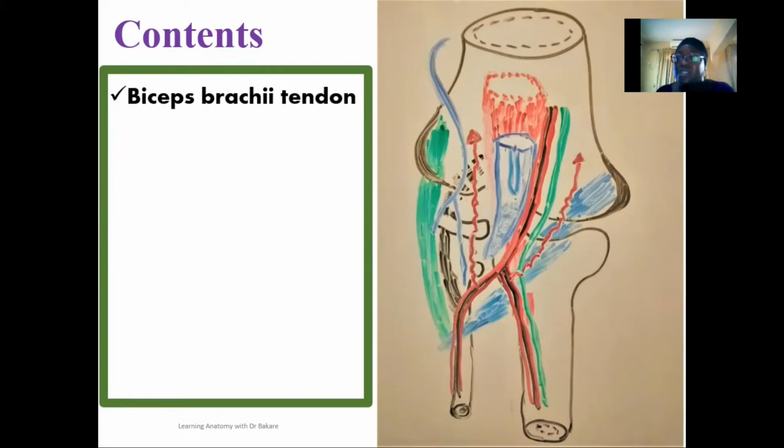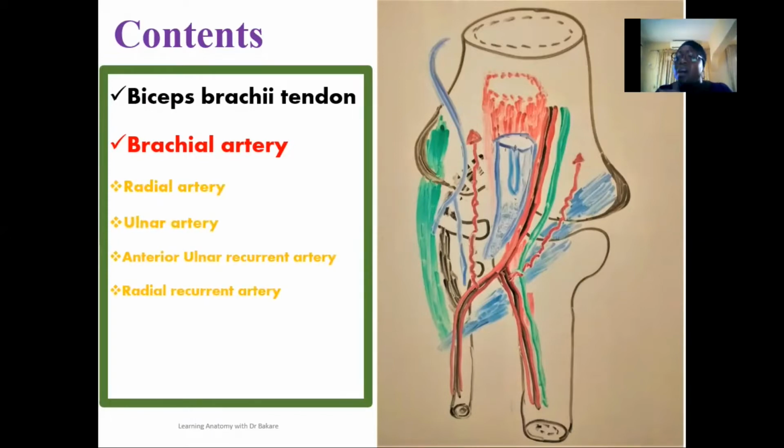We have first the biceps brachii tendon. We have the brachial artery. Under the brachial artery, we have subdivisions of the brachial artery: the radial artery and the ulnar artery. We also have the anterior ulnar recurrent artery and the radial recurrent artery. Then we have the median nerve and the radial nerve. These structures will be taken one after the other to see where they are specifically placed within the cubital fossa. So let's go through this lecture to see how it will unfold.